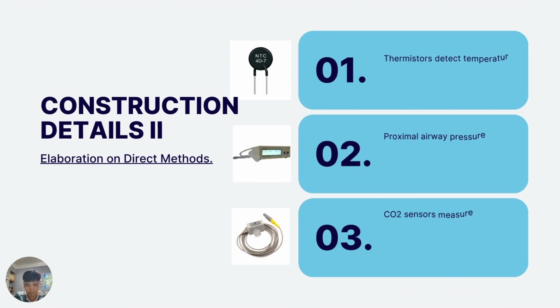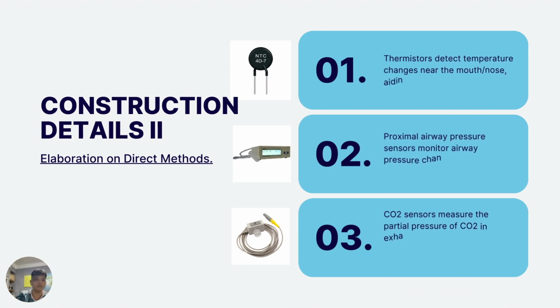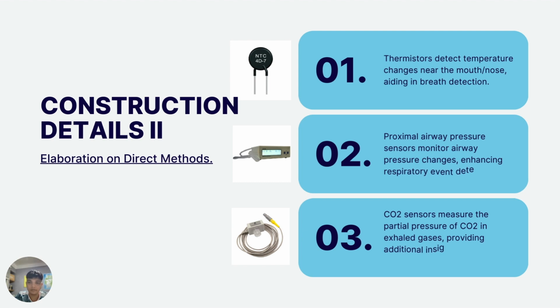Next, we'll give a further elaboration for each direct method. For impedance tomography, as mentioned earlier, it relies on precise placement of the two electrodes to detect changes in electrical impedance corresponding to breathing patterns. Similarly, thermistors positioned near the mouth or the nose register temperature shifts indicative of respiration. Meanwhile, CO2 sensors often employ infrared technology, measuring the partial pressure of CO2 in exhaled gases, providing valuable insight into respiratory function.